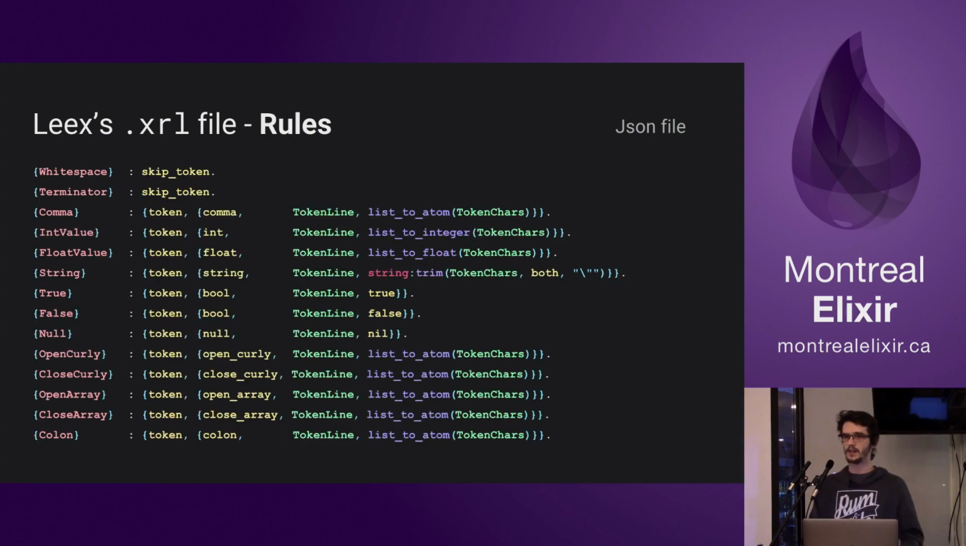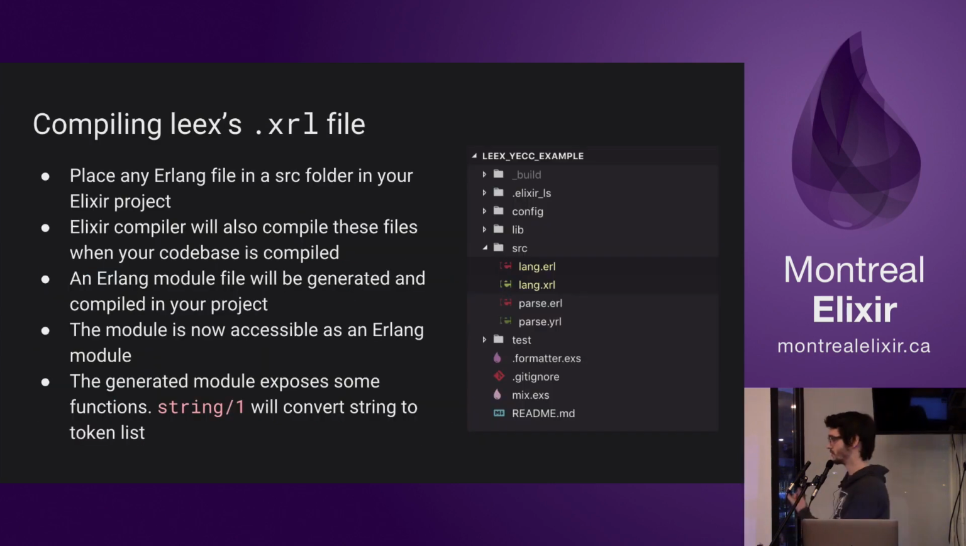So how do you compile these files? Here we have all the lexing part for our language. To compile it, you simply put it in a src folder in the root of your project. Here, as you can see, we have the XRL file, and it's compiled down to an Erlang module, just see here, which is compiled down with the Elixir project to be used in the VM.